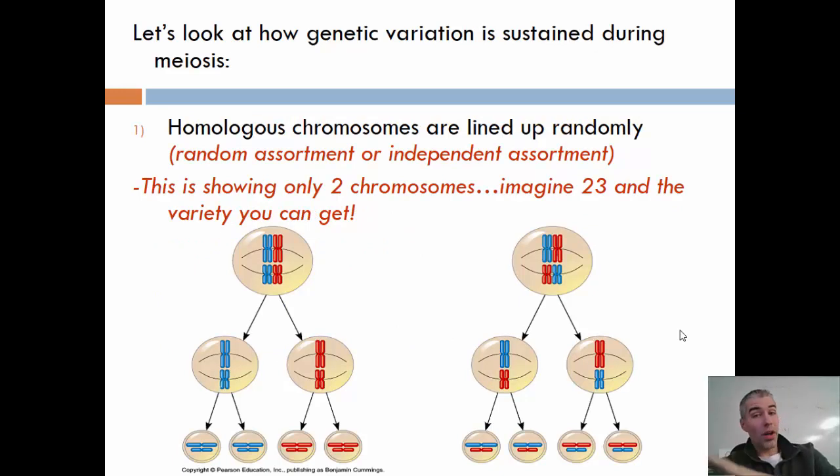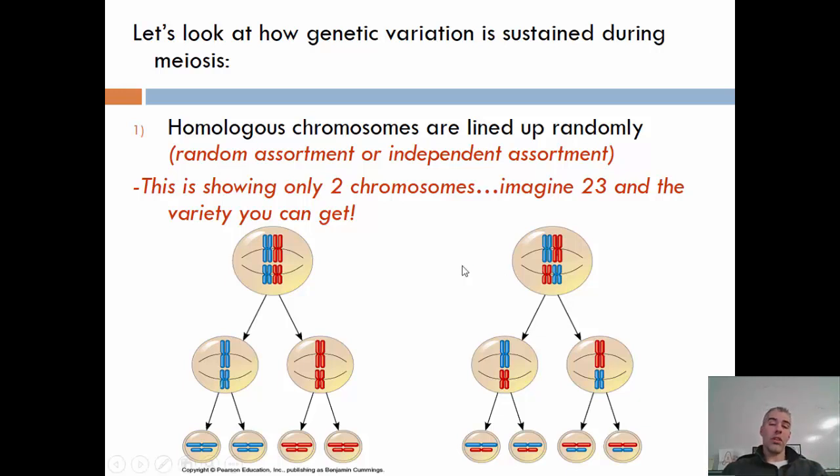All right, so we talked about one way we increase genetic variation already with crossing over. There's another way, which is through a process called independent assortment or random assortment. We're going to talk about this again when we get into Gregor Mendel, but he actually came up with this hypothesis without seeing any of the chromosomes, just based on how traits were passed on to different generations. But this is going to show you only 2 chromosomes, for example, and how independent assortment works.